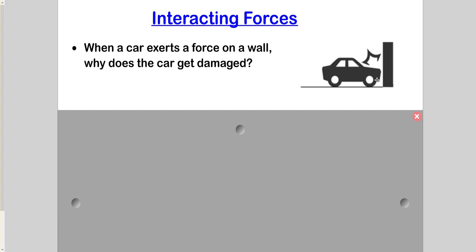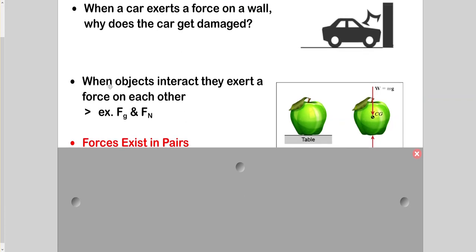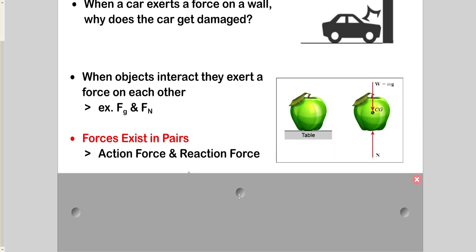Those parts will crumple because of the force acting on them. In other words, the car accelerates in to the left. The car parts accelerate to the left because of the force from the wall. So when objects interact, they exert a force on each other. And we know this, right? This is the normal force.